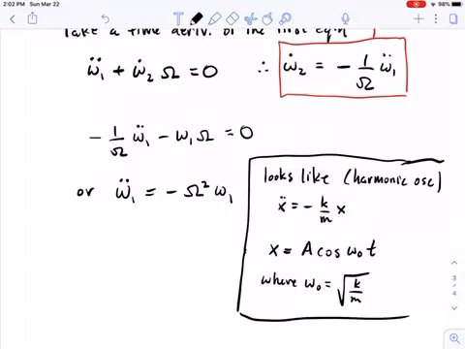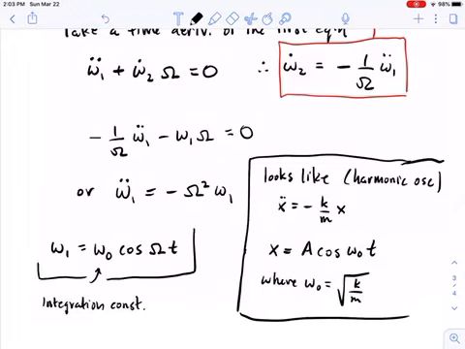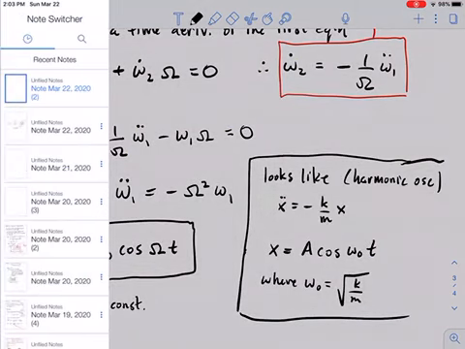Okay, so in the same way, it must be that omega 1 is equal to some amplitude, which I'm going to call omega naught, not to be confused with the omega naught which is the resonant frequency of the harmonic oscillator. So this is just some amplitude, and it's an integration constant, something we don't know the value of yet. Then it's the cosine, and we take the square root of the coefficient of omega 1, which is just omega, times t. So this is omega 1.